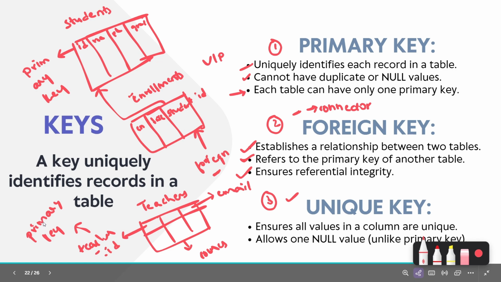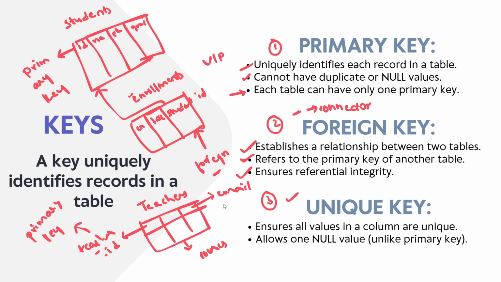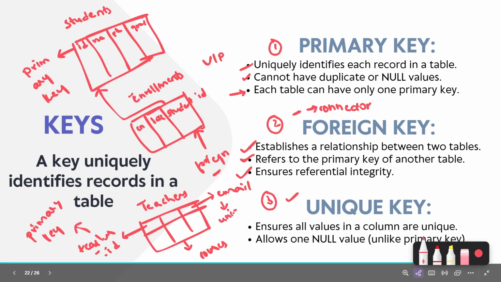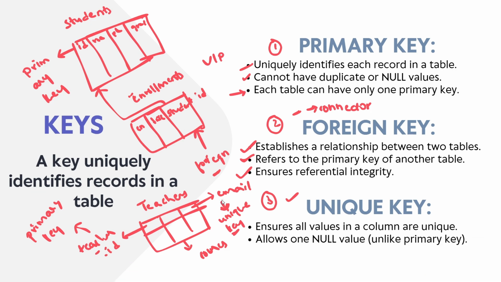Now what is the difference between primary key and unique key? Let's say this email is the unique key because every teacher will have a unique email ID, right? So email is going to be a unique key. All right. It can be null. It must be unique because email is going to be unique for every teacher, but it can still be null. You got the difference between primary key and unique key, right?